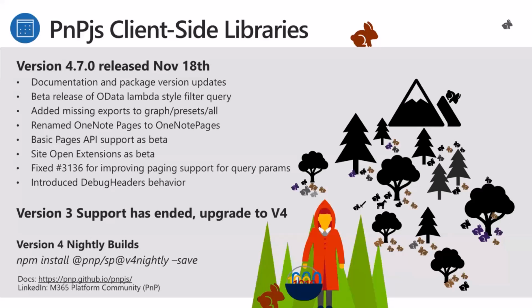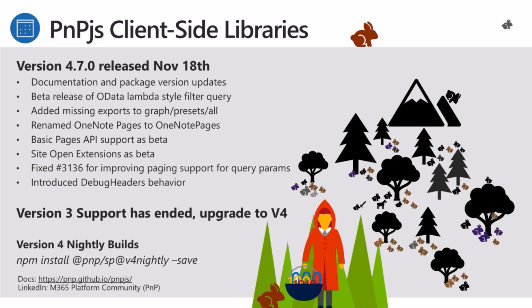PnP.js, Julie. Yeah, so we had a big release, 4.70 released on November 18th. Obviously, the documentation and package version updates that we normally do. We did the beta release of that OData Lambda filter that Dan Toft did, and we added some missing exports for the graph presets all.